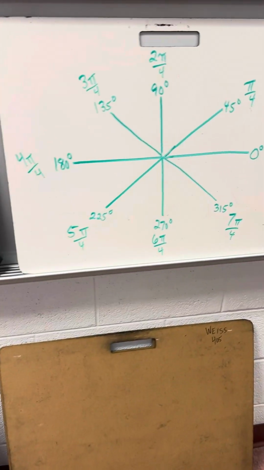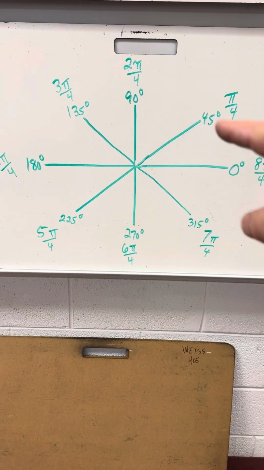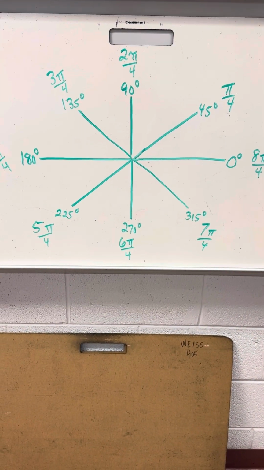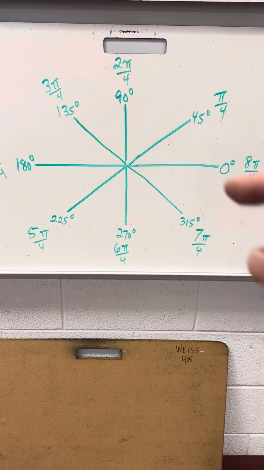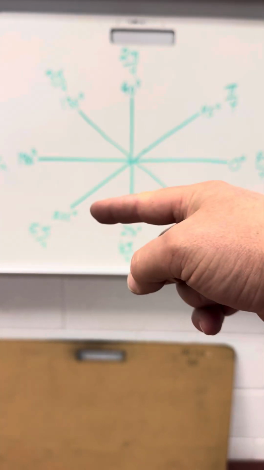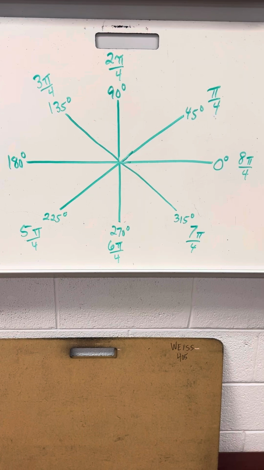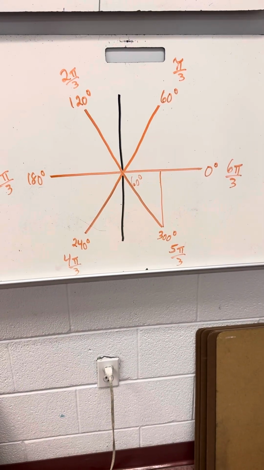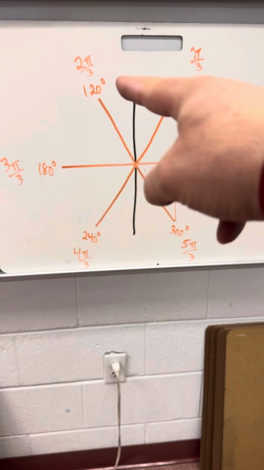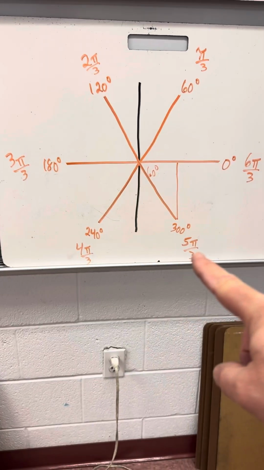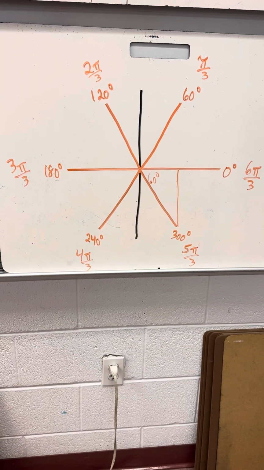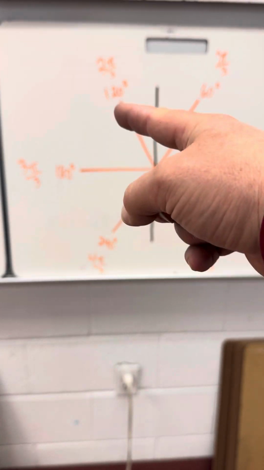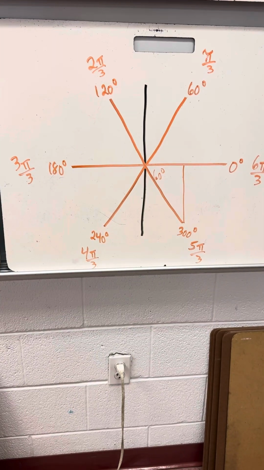Here's pi over 4, right? Here's 1 pi over 4, 2, 3, 4, 5, 6, 7, and 8 pi over 4. These are 45-degree reference angles, right? 45 here, 45 here, 45 here, and 45 here. Over here are 60-degree angles, right? This is pi over 3. 1 pi over 3, 2 pi over 3, 3 pi over 3, 4 pi over 3, 5 pi over 3, 6 pi over 3. These are 60-degree reference angles, right? 60 here, 60 here, 60 here, 60 here, okay?